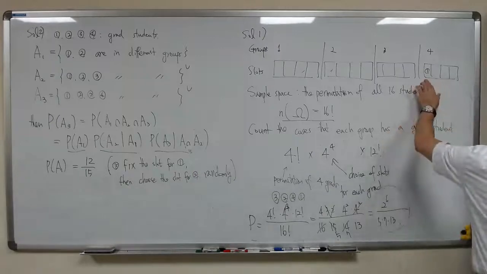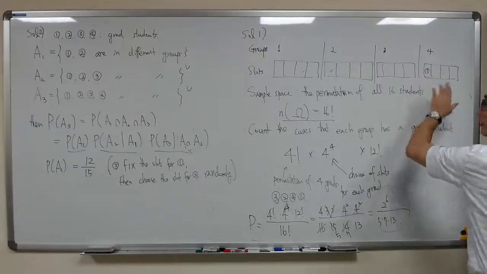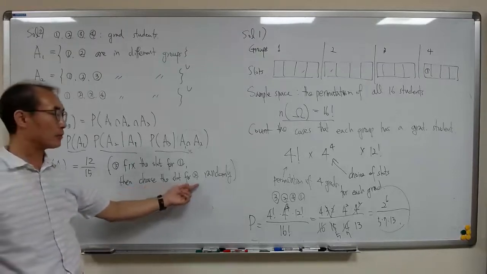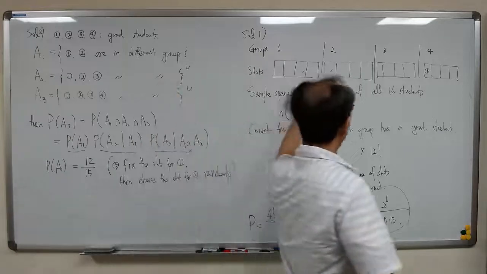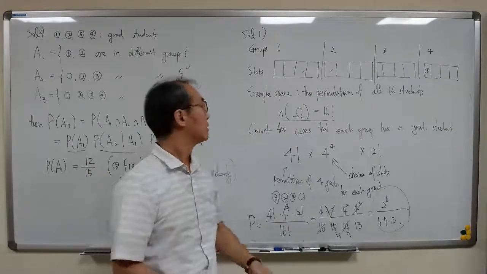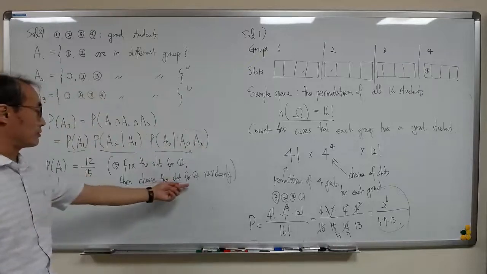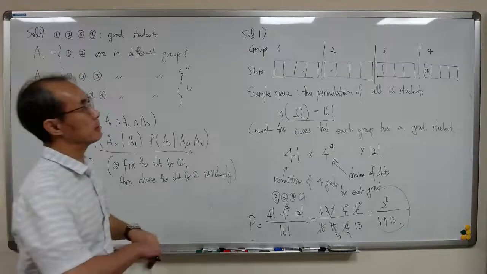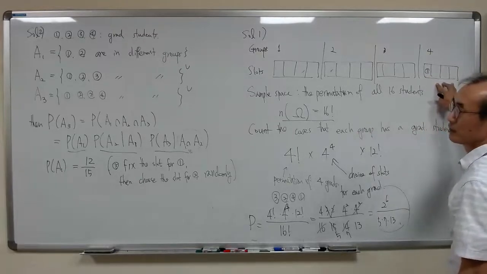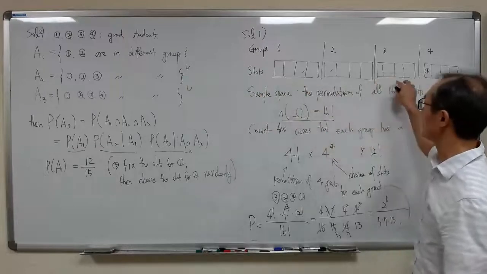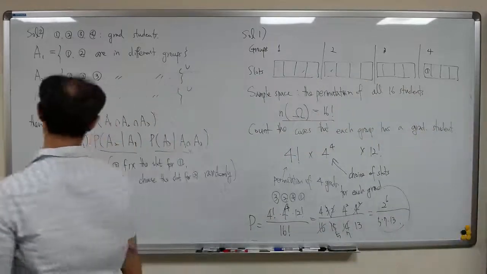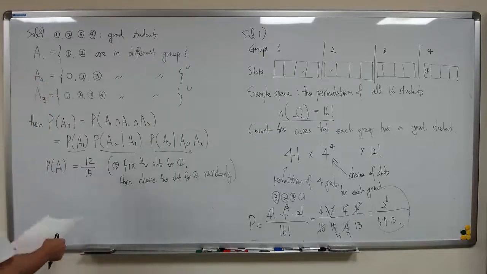Say this is the fixed location of the first graduate student. The probability of A1 can be computed by choosing the slot for the second graduate student. Among the 15 remaining slots, the available slots for graduate student number 2 to satisfy this condition are 12, right? You cannot assign these 3 slots, because we only have the remaining 3 groups. So 12 empty seats are available for graduate student number 2.